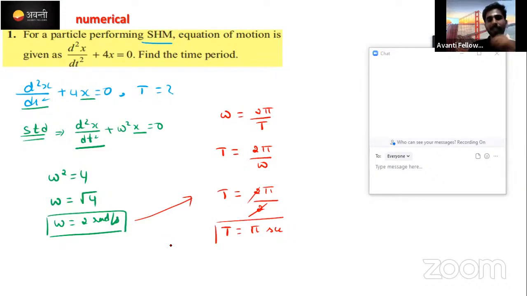What is the value of t? It is pi second. Guys, meanwhile, if you have any doubt, please do text me in the chat box.